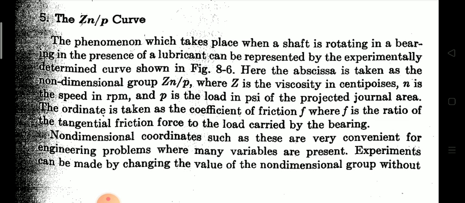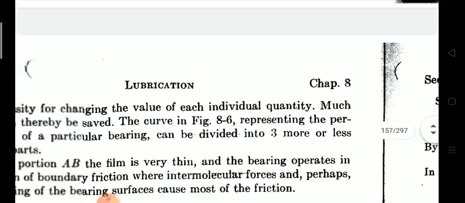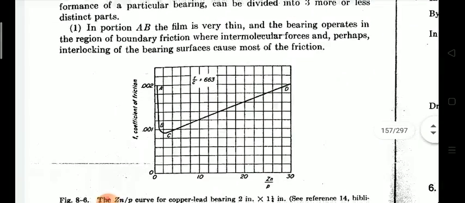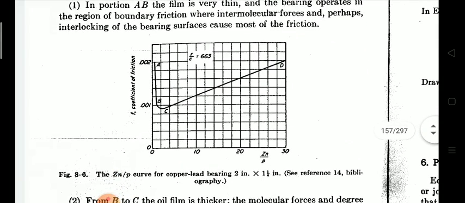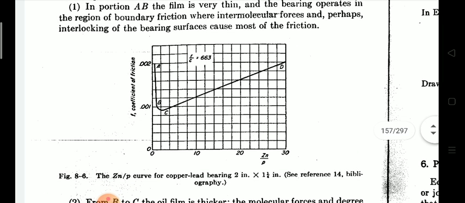Now, the ordinate is taken as the coefficient of friction f, where f is the ratio of the tangential frictional force to the load carried by the bearing. Now, for the ZN by P ratio, the diagram is shown in this figure, right? The vertical y-axis is shown as the coefficient of friction, and the horizontal axis is shown as the ZN by P ratio. Now here, 3 points are there, point A, point B and point D.